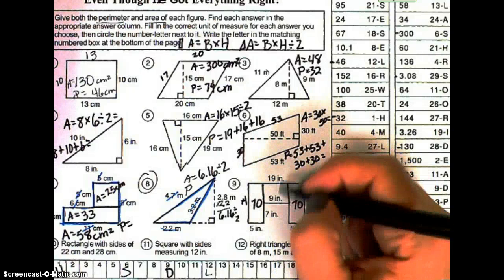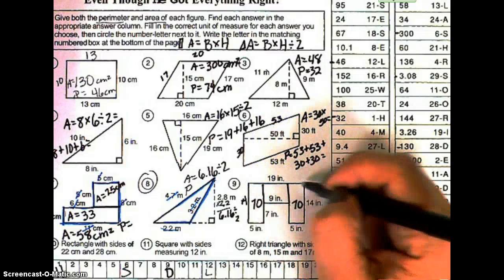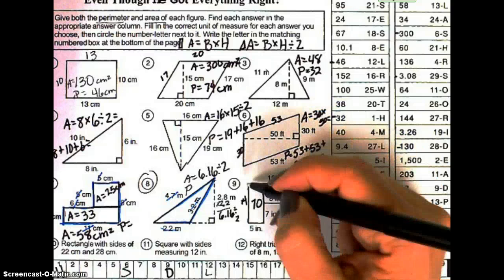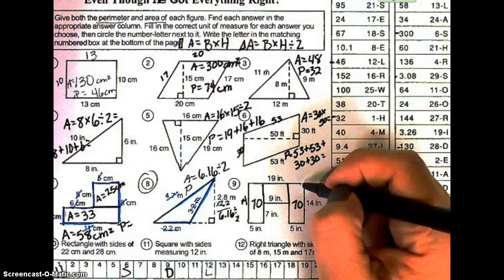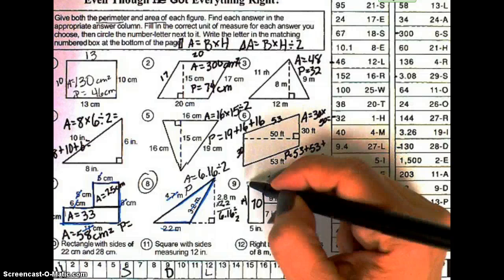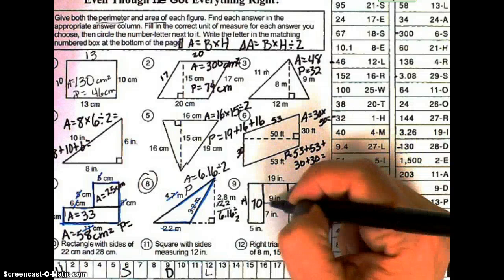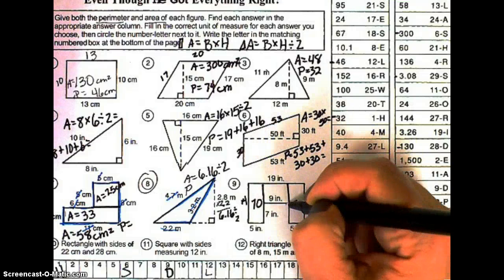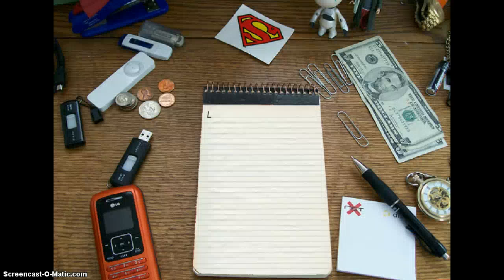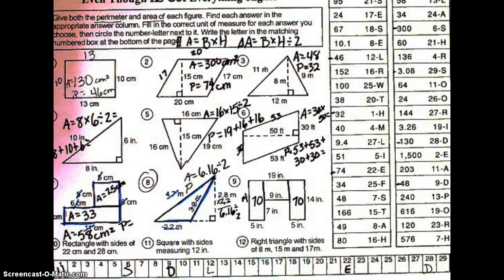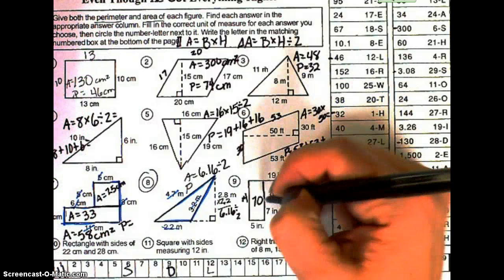This one gets a little trickier. You don't want to use this 19. Don't use 19. That won't work for you because we know that this whole thing is 19. We just want this little piece. And I can figure too, if this is 9 plus 5 plus 5, that would equal my total of 19 right here at the top. So I'm certain that this is 9.